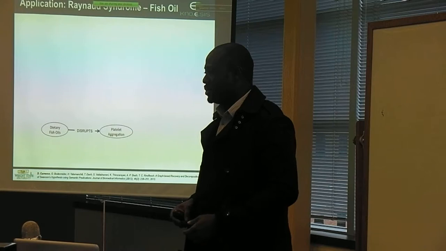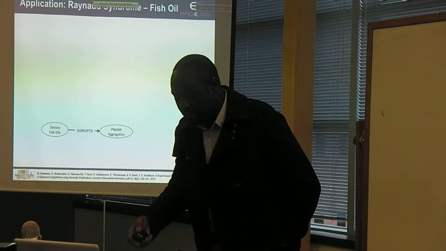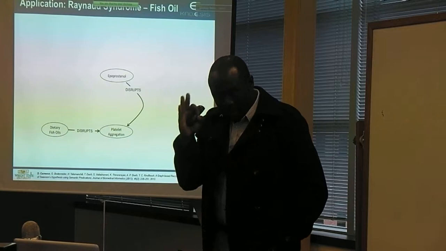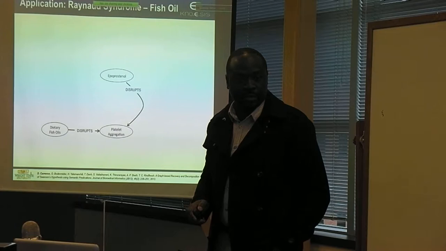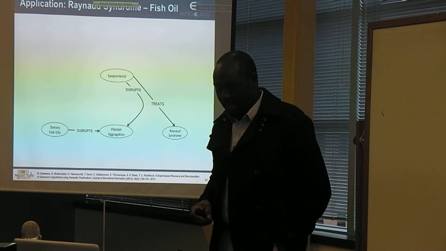The flip side of that is you can be anemic and you can bleed out. So what we're finding here is that these fish oils disrupt platelet aggregation. Okay? We saw the second hop that said epoprostenol, which is some eicosanoid or something. At this point, no one really cares. That also disrupts platelet aggregation. Then we saw that epoprostenol treats Raynaud syndrome. Okay, this is interesting, but it really doesn't tell us what the fish oils have to do with Raynaud's.